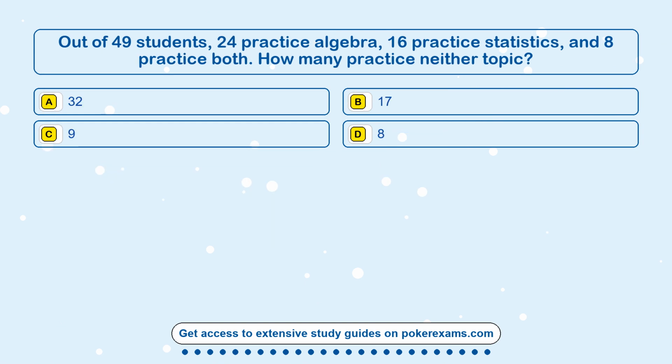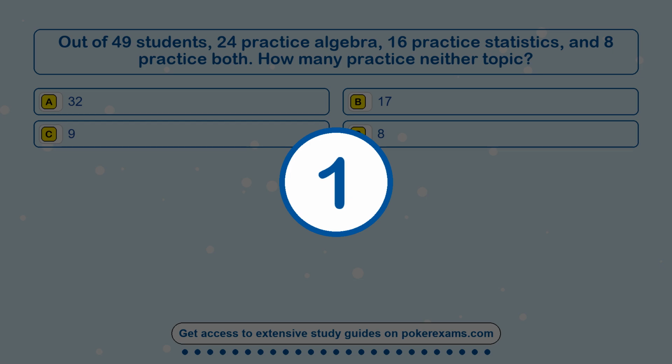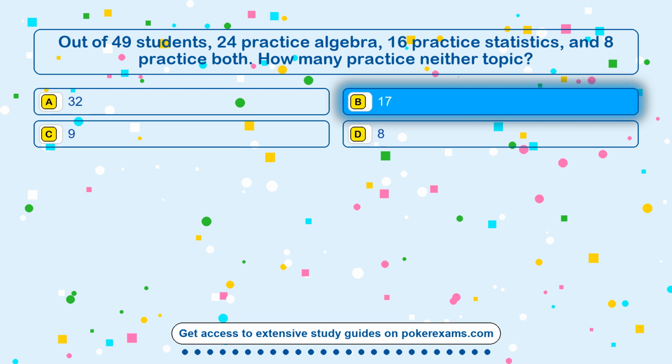Question 24. Out of 49 students, 24 practice algebra, 16 practice statistics, and 8 practice both. How many practice neither topic? Option A 32. Option B 17. Option C 9. Option D 8. The correct answer is option B, 17.